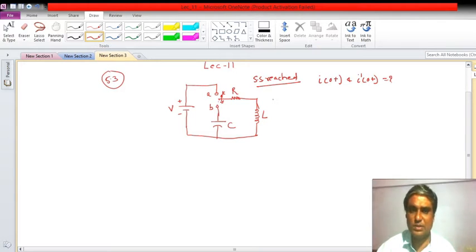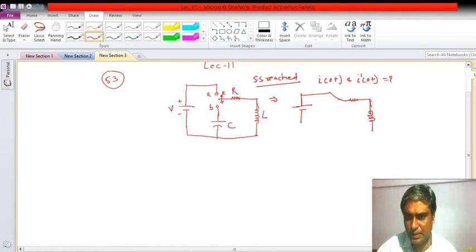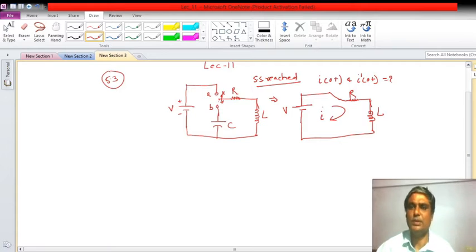Okay, so to calculate this, first we consider the steady state, that is the switch is at point A. So how will my network look? My network looks like this. There is a resistor and here an inductor. This is V, R and L, and let's say this is the current. So what will be I of 0 negative? When steady state is reached, the inductor will be short circuited, so your I of 0 negative will be simply V by R.